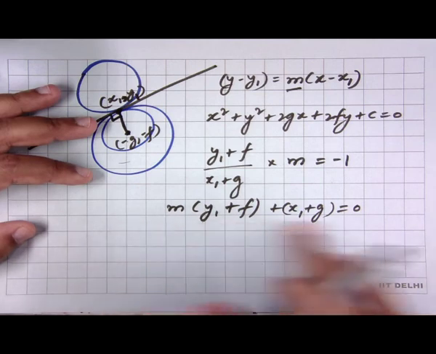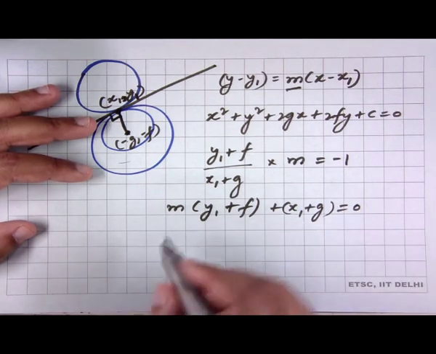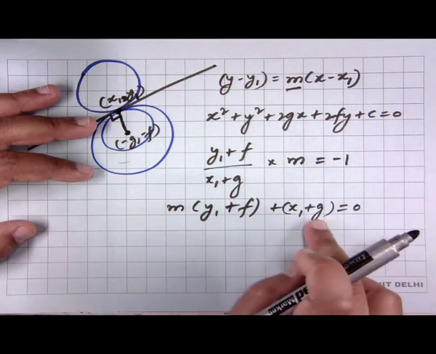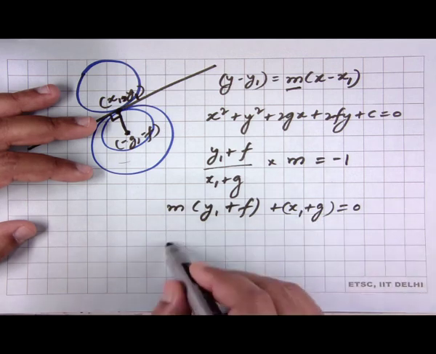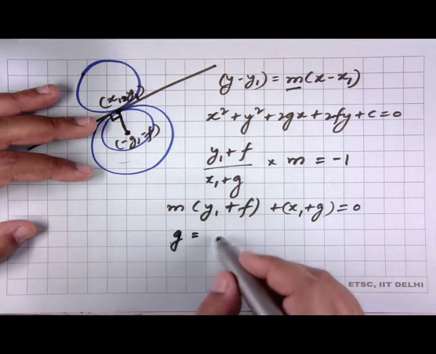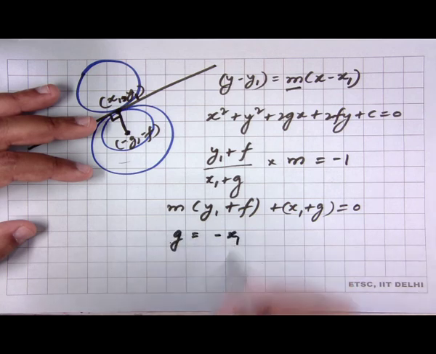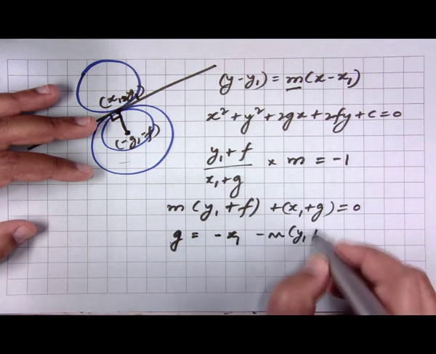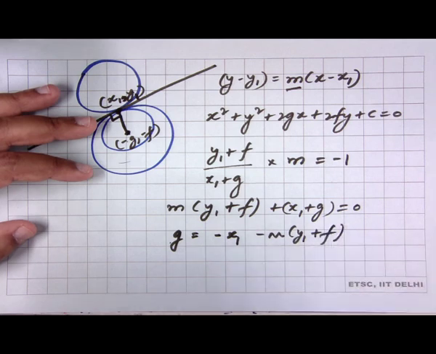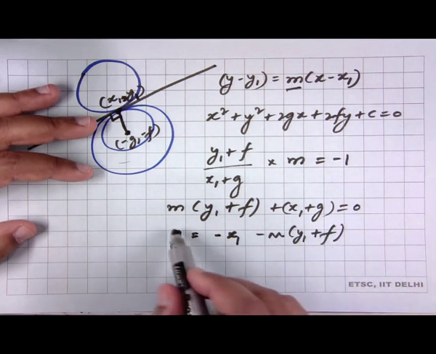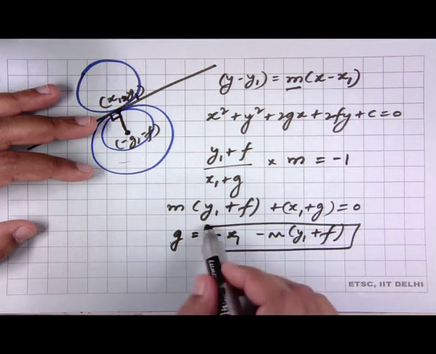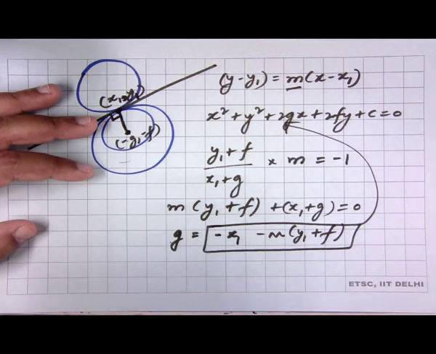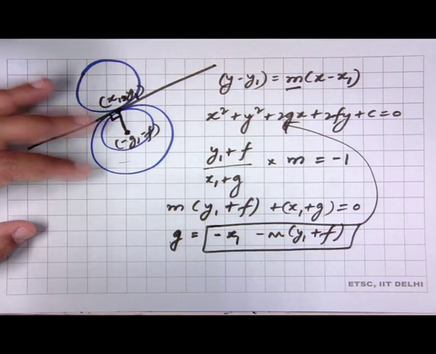So, from here what we see is that we can derive an equation for g. So, g is equal to minus x1 minus m times y1 plus f. So, what we will do now is we will take this expression for g and we will substitute it over here, and let us see what we get then.